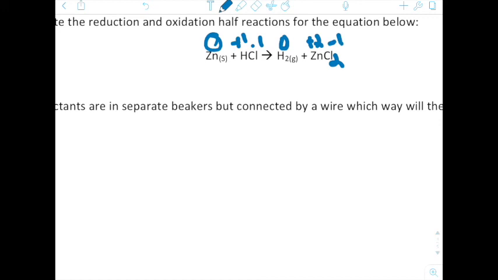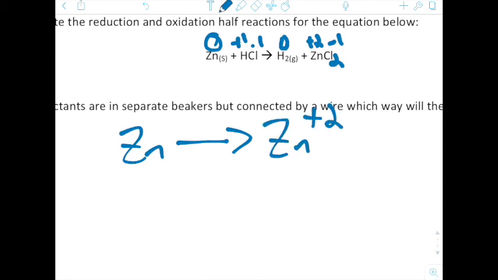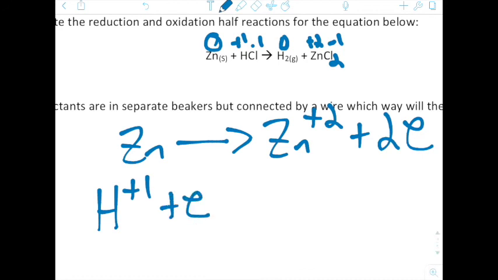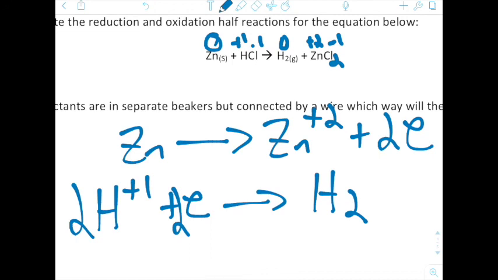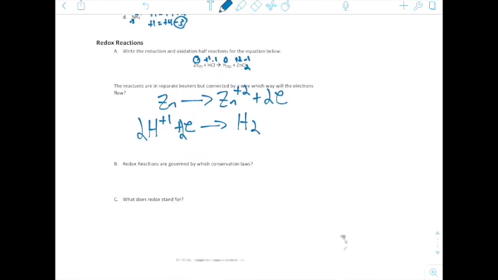And so what we see is that zinc went from a solid to a +2 charge, and so therefore it had to give up 2 electrons. Hydrogen went from a +1 charge, it gained an electron and made H2. Now to do this, that means we have to balance it. So two hydrogens and two electrons had to do this, and we get our oxidation and reduction half reactions.